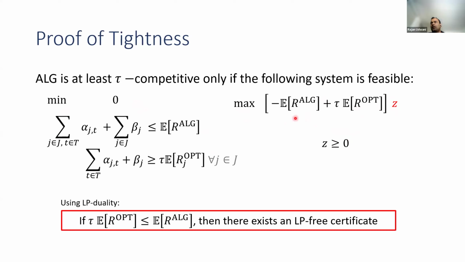Now, if this coefficient is negative, then I would just set z to be 0 in the optimal solution. That means this dual has a value of 0, so the primal must be feasible. In other words, using duality, if the total revenue of ALG is at least tau times the total revenue of OPT, then there must exist a feasible solution to this system. Okay. All right, so any questions about how it's a convex combination or tightness?